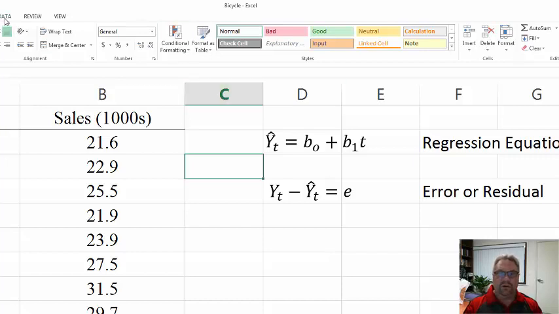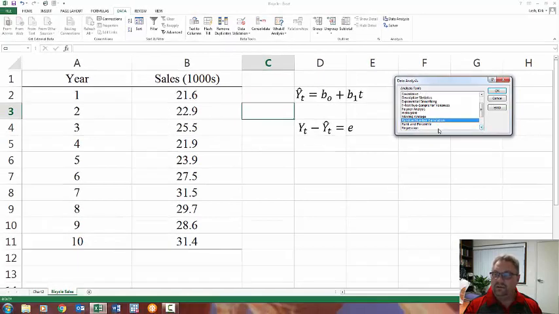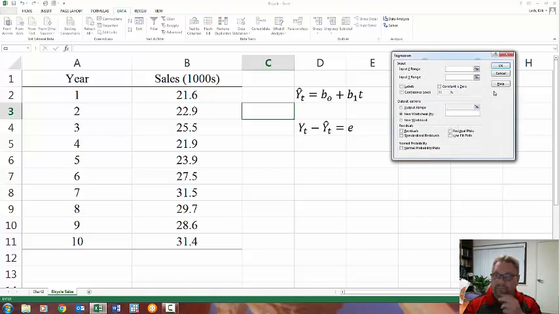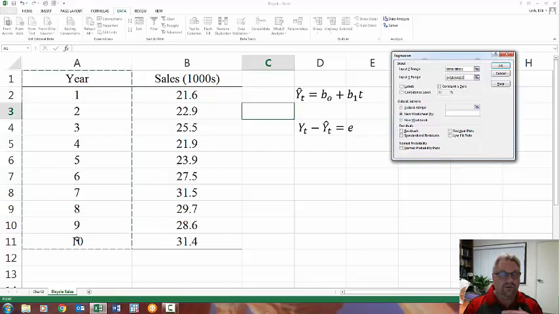So what you want to do is go into Data, then Data Analysis, and then go down to Regression and hit OK. Your y, or your dependent variable, in this case is going to be sales, right? The x variable, or the independent variable, is always going to be time. In this case, it's going to be the year. So here's my y range. Highlight my x range, or my time, right? That's what the T here stands for, time. So this is time period 1, time period 2, time period 3, and so on. That is always my x range. And then, of course, I included my labels.